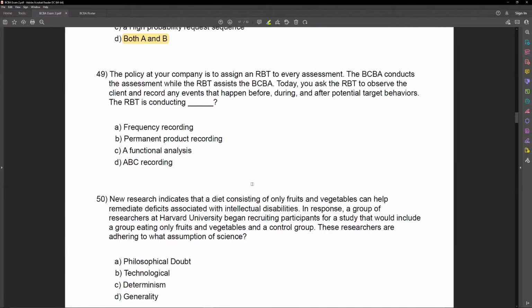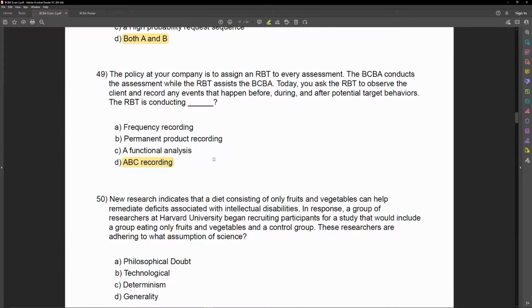Are they conducting a functional analysis? Well, we hope not, right? RBTs shouldn't be conducting functional analysis. In addition, they're not manipulating antecedents and consequences. They're simply observing and recording antecedents and consequences. So the RBT is conducting what? ABC recording, D. Very straightforward question. Not every question is going to be that hard.